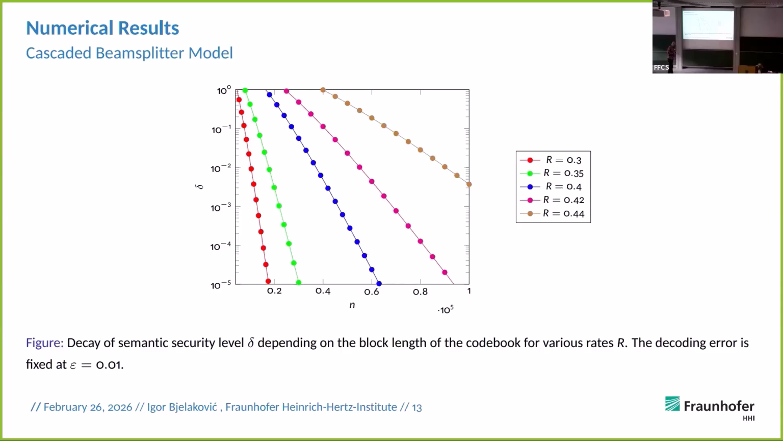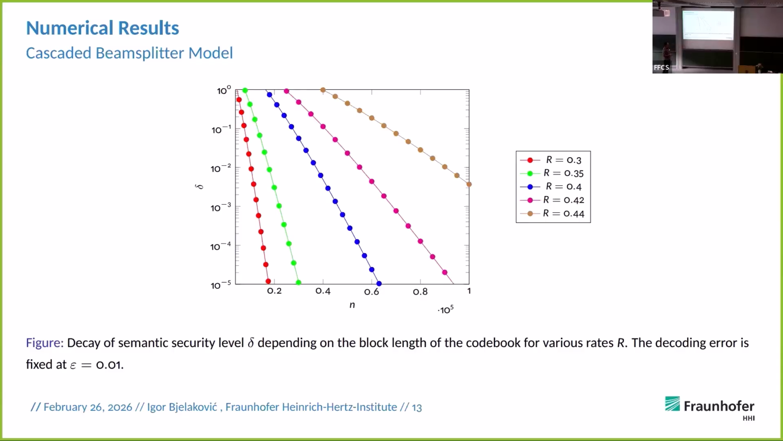If we do numerical calculation, we can solve these problems. There are some libraries in Python which can deal with this. So we have here different communication rates, R, from 0.3 to 0.44. On the y-axis we have the semantic security advantage, and we have the block length here. And then you can see how it goes down. So if we evaluate these nasty exponents that we had numerically, we get such curves.